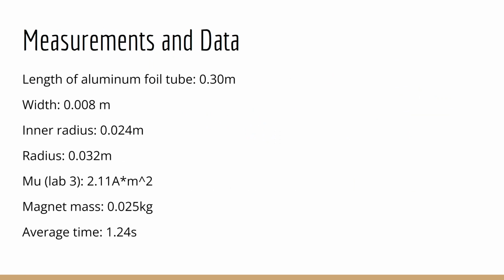So, some measurements and data. The length of the aluminum tube was 0.3 meters, the width was 0.008 meters, the inner radius was 0.024 meters, the total radius was 0.032 meters, the mu, which was calculated from lab 3, was 2.11 amperes times meters squared, the magnet mass was 0.025 kilograms, and the average time was 1.24 seconds.